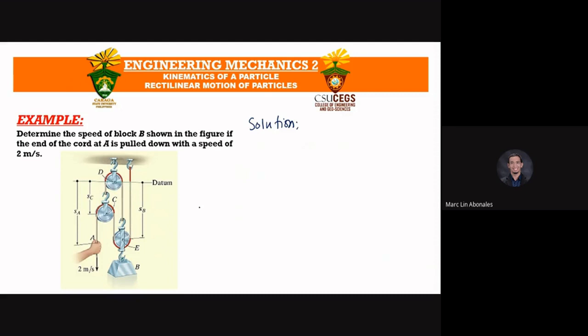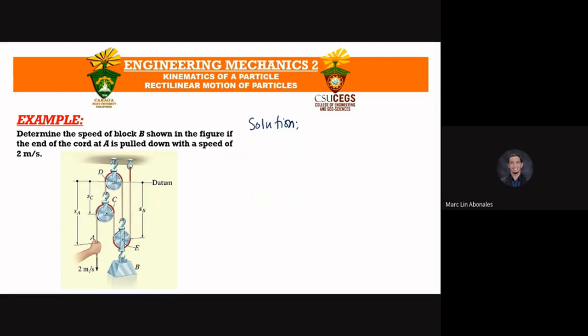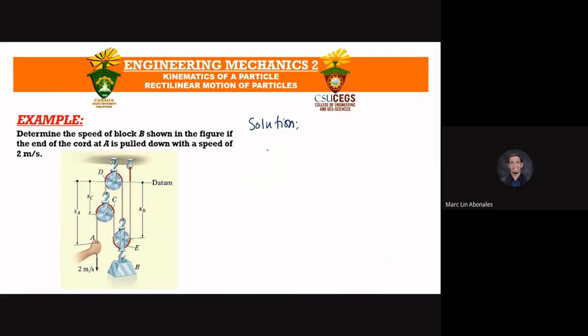So, just a solution for this one, since it has two chord lengths, we have this one as the first one, and the second is from A until here. That is the second chord length. So we will have two position coordinate equations. So we need to establish the position coordinate equation.